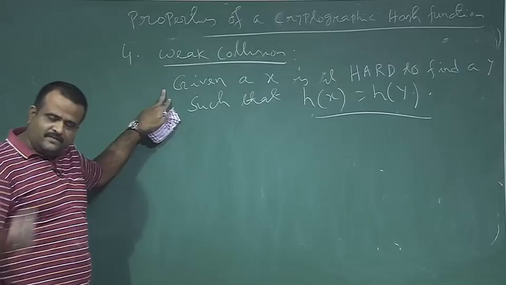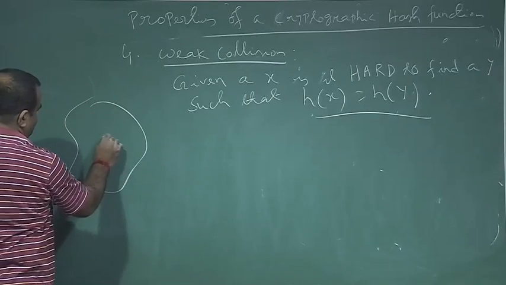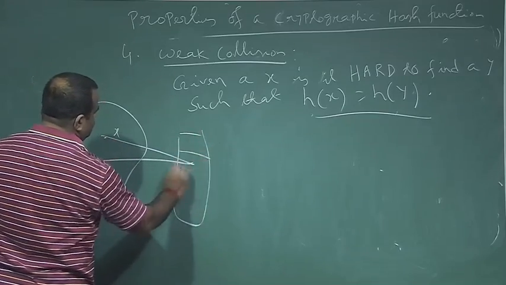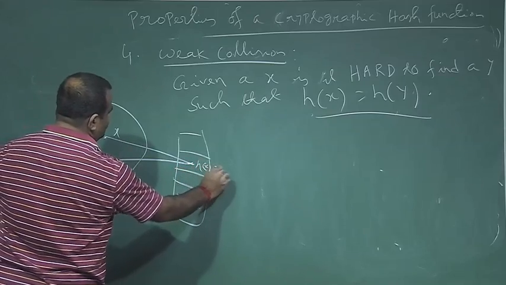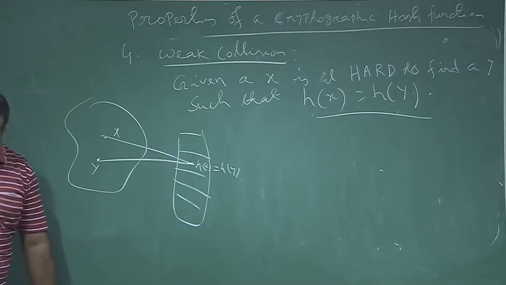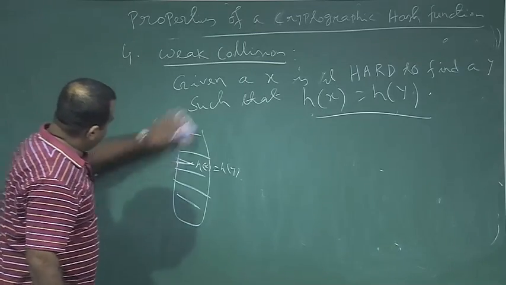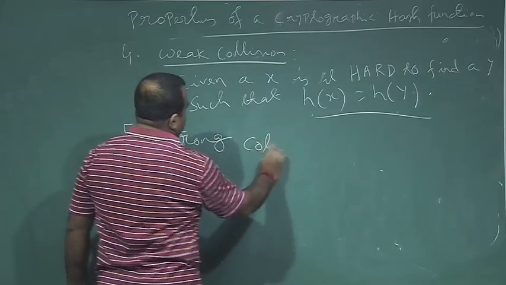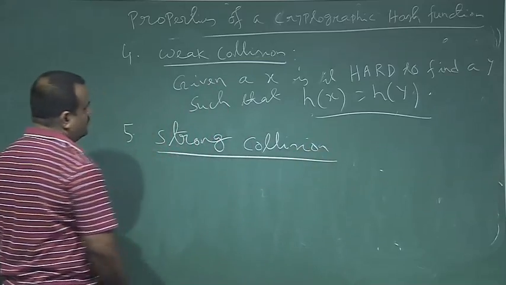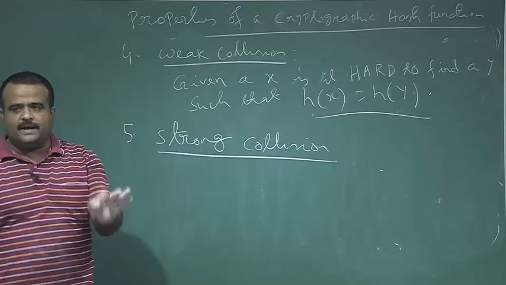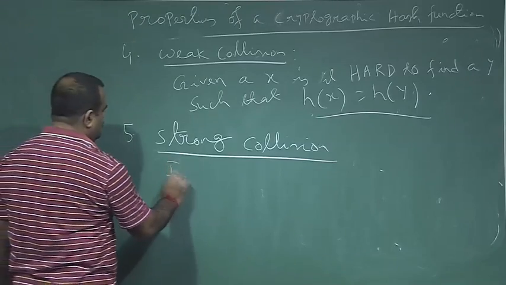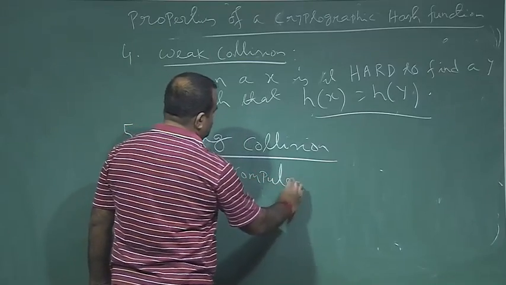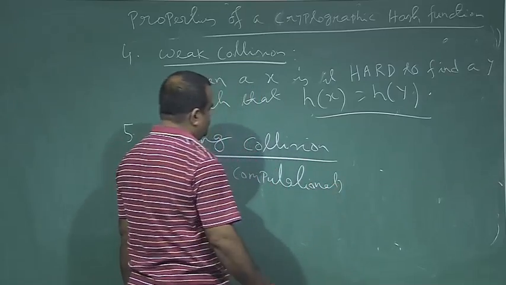So, this property is telling that given an x in the domain, it is hard to find a y such that they are colliding, that is, h of x equal to h of y. Okay. So, this is the weak collision, and the strong collision is basically that it is hard to find the pair x, y which are colliding. It is computationally hard; hard means computationally infeasible.